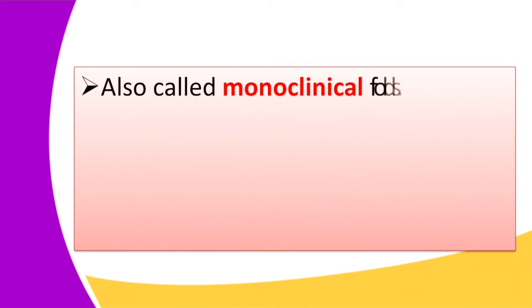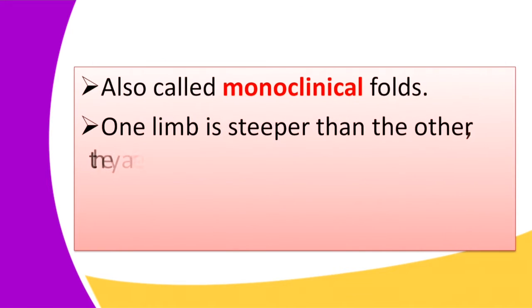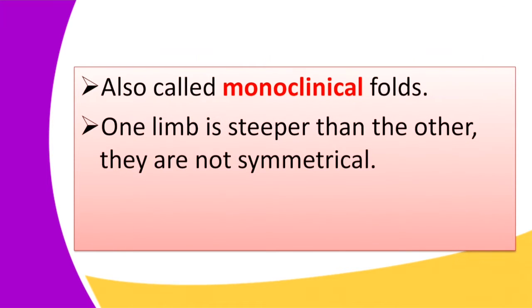Asymmetrical fold, this is number 2. It is also called the monoclinal fold. Here one limb is steeper than the other, and they are not symmetrical. Not symmetrical means one side is going to be steeper than the other side.